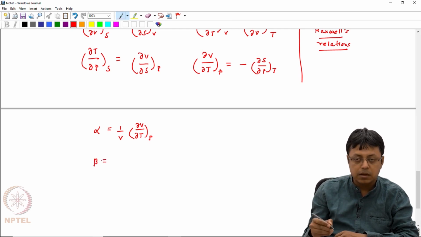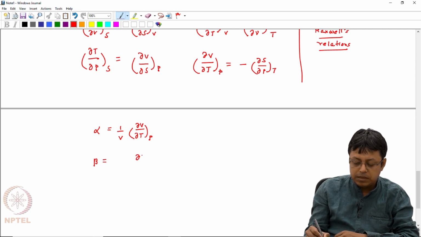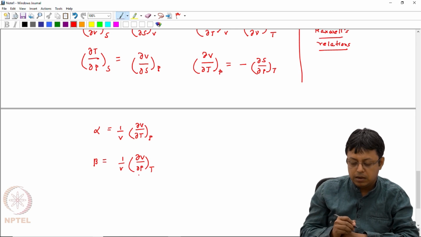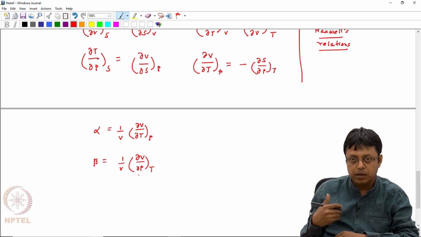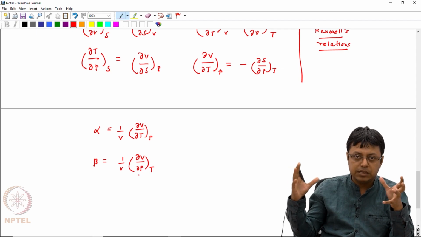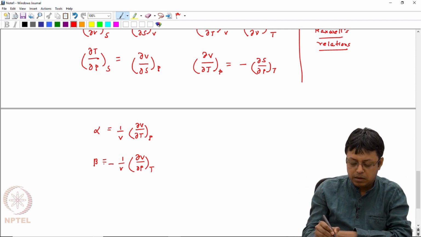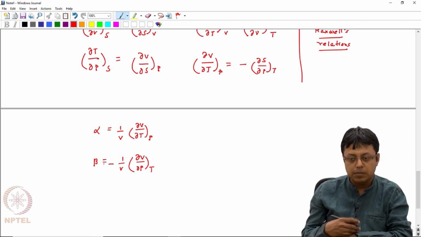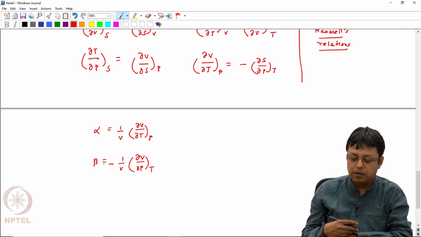Similarly, beta is defined as the compressibility, and compressibility means how much the volume will change if I apply pressure. So (del V/del P) at a constant temperature, and then per unit volume change. But del V/del P is a negative quantity, because if I apply pressure, any matter will actually shrink, and that's why, to keep beta a positive number, we use a minus sign in the definition.